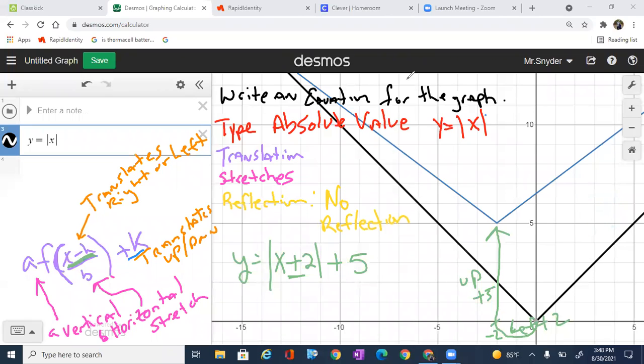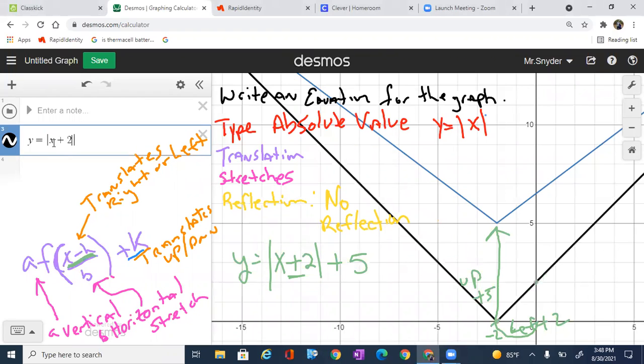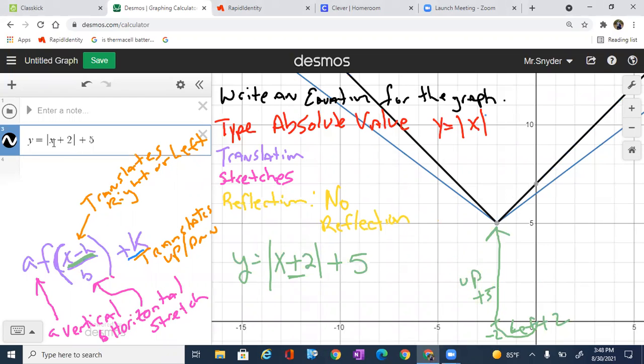Okay. So let's go ahead and check it and just make sure we are where we're supposed to be. I'm going to come back to our graph, x plus 2, and then add plus 5. You'll notice that the vertices do line up, so we are doing pretty good right now. Now you'll notice that the graphs do not completely overlap. As a result, that tells us that there is a vertical stretch or a horizontal stretch that has to occur.